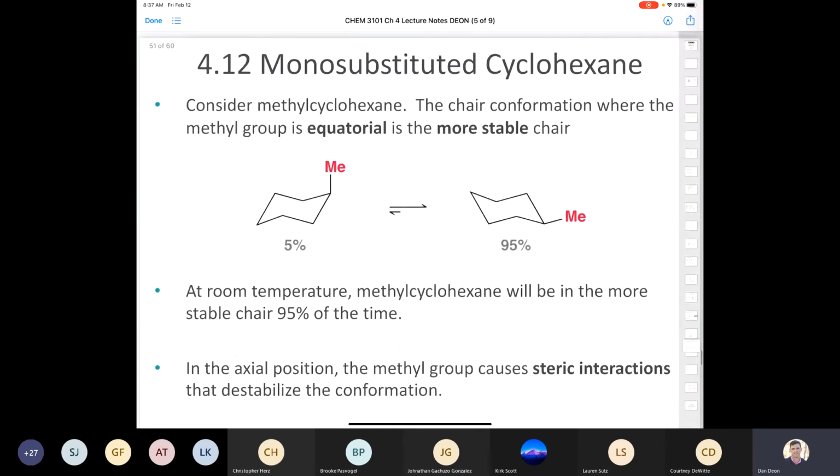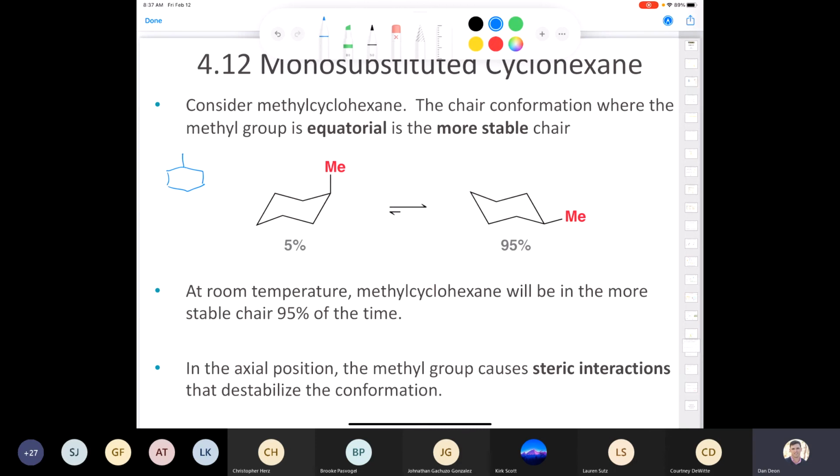Okay, well, let's talk about this monosubstituted cyclohexane. What if we just had a methyl group? That would be called methyl cyclohexane. We talked about nomenclature. You guys know the name of the molecule, right? If I drew it in 2D today, this would simply be called methyl cyclohexane.